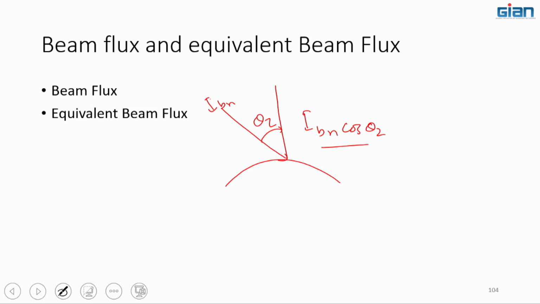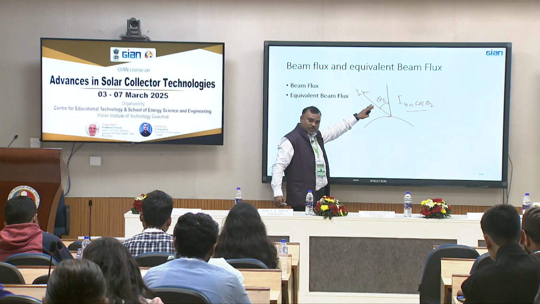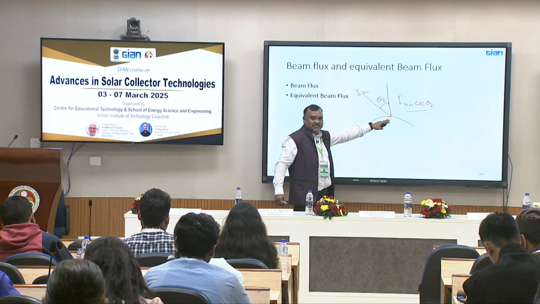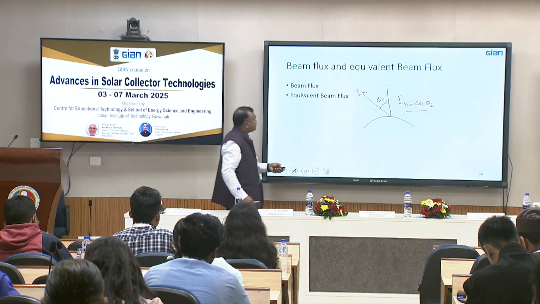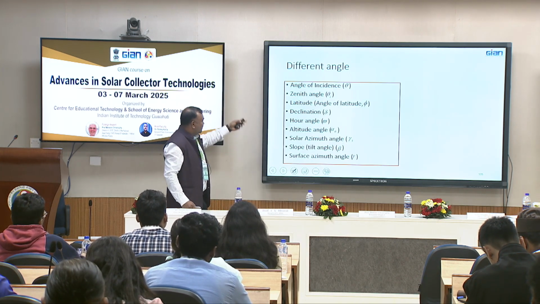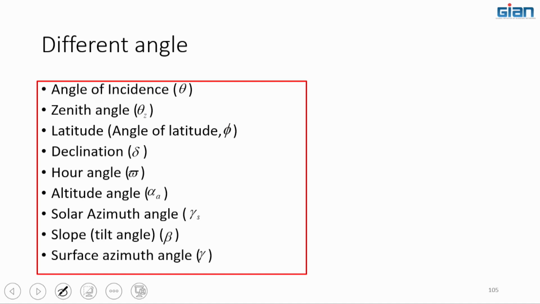Normally this theta is actually composed of many angles. So this is the zenith angle theta z. This is radiation which is coming from the sun. It makes an angle of theta z with respect to the normal to the horizontal surface. And these are different angles which are related to solar geometry.